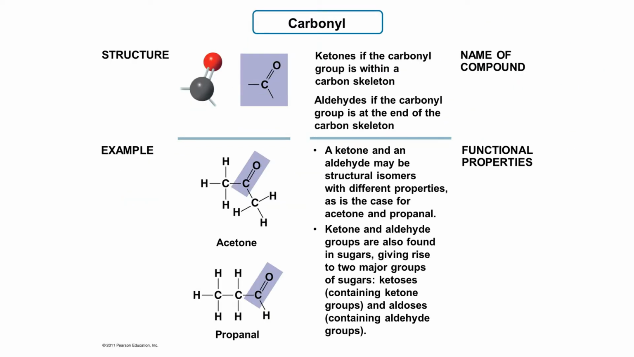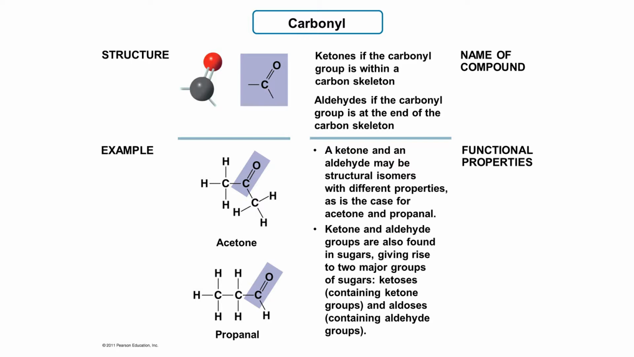Alright, so the next group are your carbonyl groups. Alright, so your carbonyl groups, you basically have this carbon atom that's attached to an oxygen through a double bond. Now, there are two types of carbonyl groups. Alright, there are ketones and there are aldehydes.